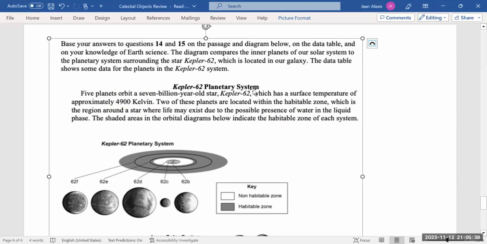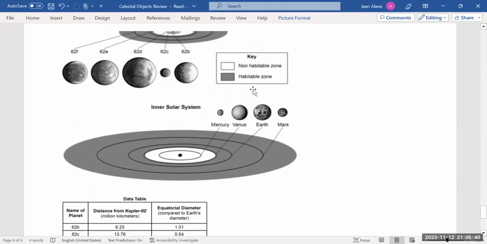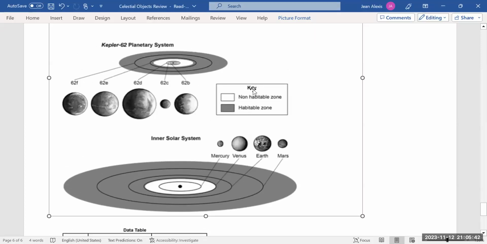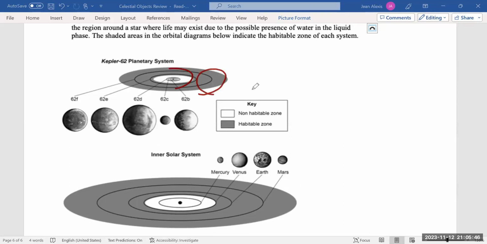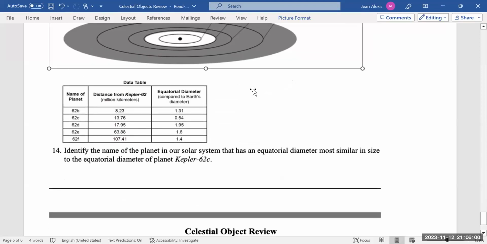All right. So, as we take a look, we see the shaded zone. We see the non-shaded zone. All right. Obviously, we see this is our own system. Right up here is Kepler-62. And this is the inner part of our solar system. Okay. And then we have a data table that's given right here as well.